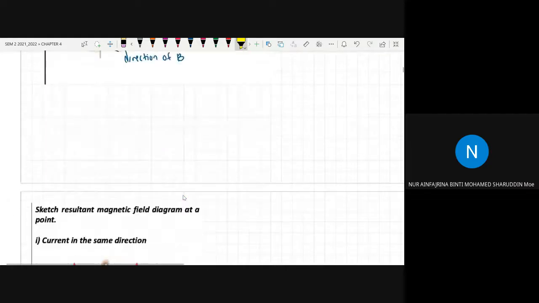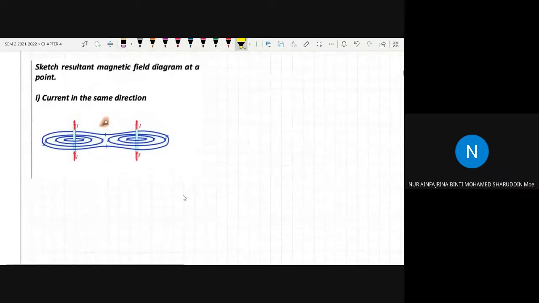Okay, now let's proceed to this part. The second learning outcome for 4.2, which is sketch. Our learning outcome is sketch. So in this topic, you really must be good at sketching. Sketch what? Sketch a resultant magnetic field diagram at a point. Okay, so first we will have current in the same direction.